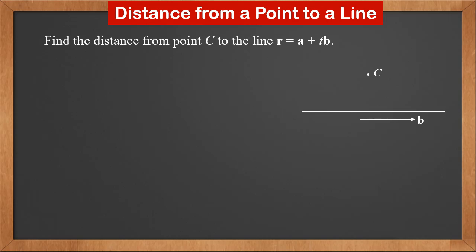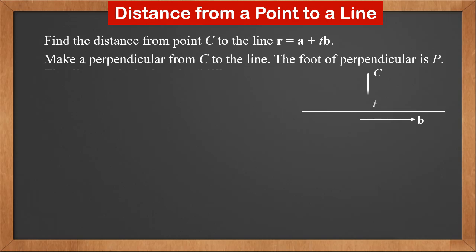We can also find the distance from point C to the line r = A + tB. Make a perpendicular from C to the line. The foot of perpendicular is P. The distance is the length of CP.